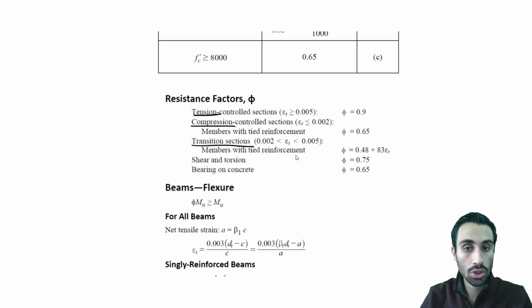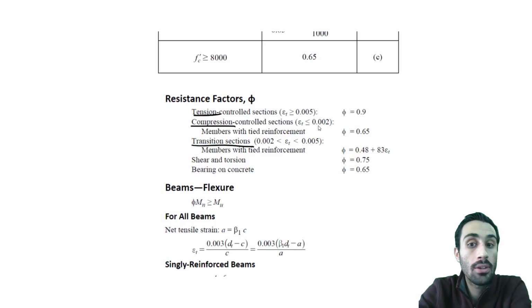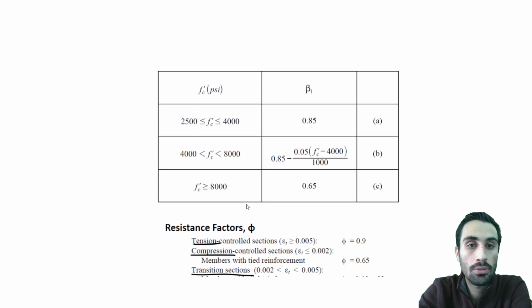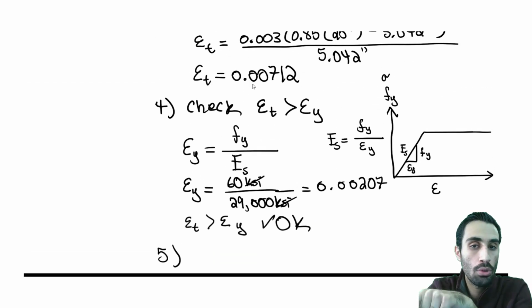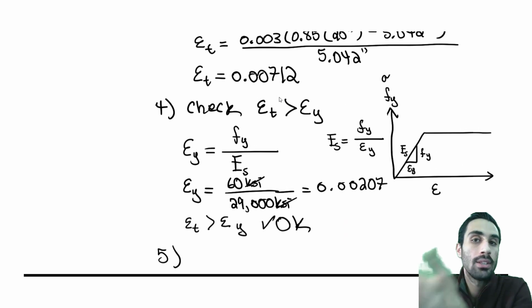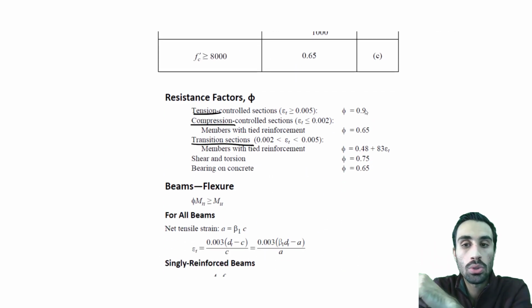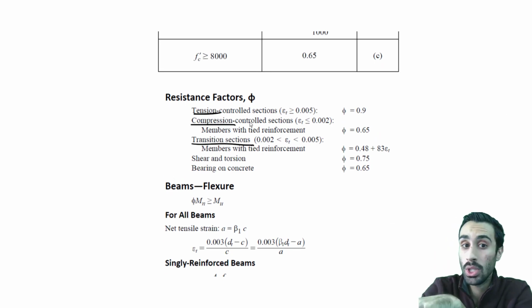So if it's tension controlled, the epsilon t is bigger or equal to 0.005. In this case, we found it to be 0.0071. That's bigger. So it's tension controlled, and the phi we use is 0.9. Now, if it was compression controlled, you would have this phi. The transition, you would actually have to do a calculation.